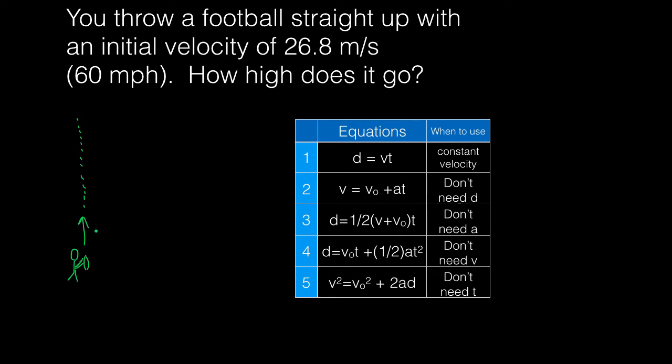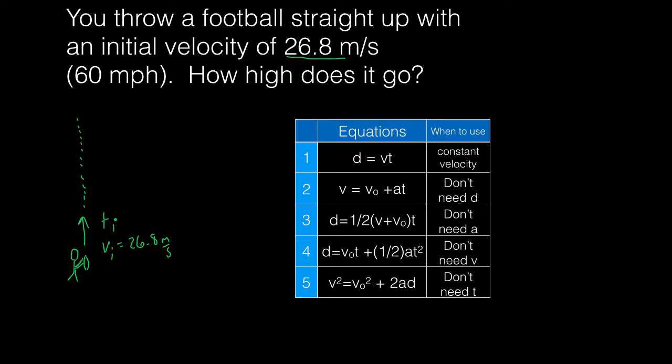Now let's list all of the variables that we know. It told us in the problem that the initial velocity that you threw it with was 26.8. So velocity initial is equal to 26.8 meters per second.